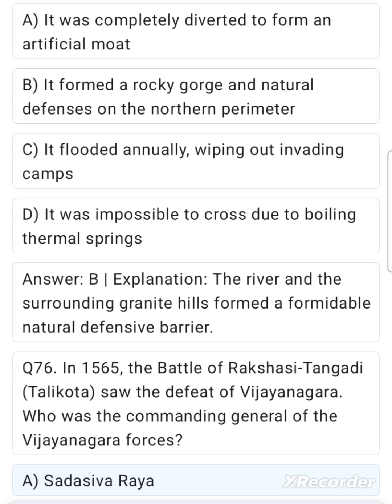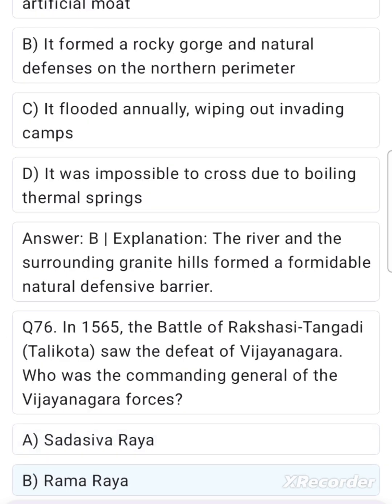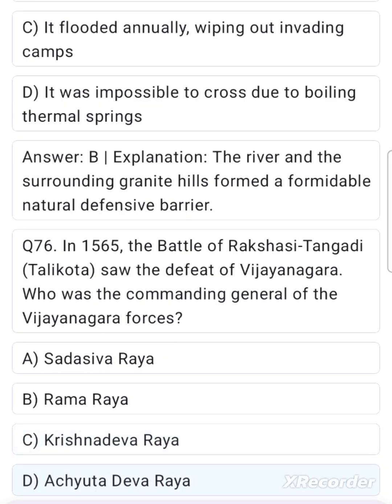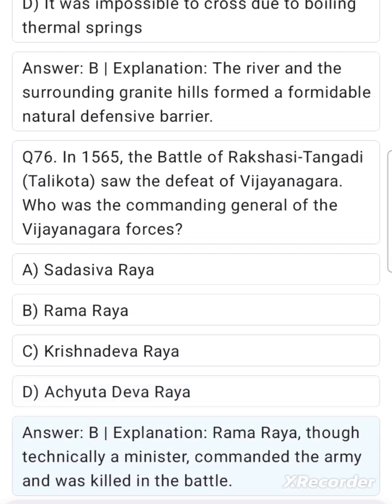Q76. In 1565, the Battle of Rakshasi Tangadi, Talikota, saw the defeat of Vijayanagara. Who was the commanding general of the Vijayanagara forces? A. Sadashiva Raya. B. Rama Raya. C. Krishnadeva Raya. D. Achyuta Deva Raya. Answer: B. Explanation: Rama Raya, though technically a minister, commanded the army and was killed in the battle.